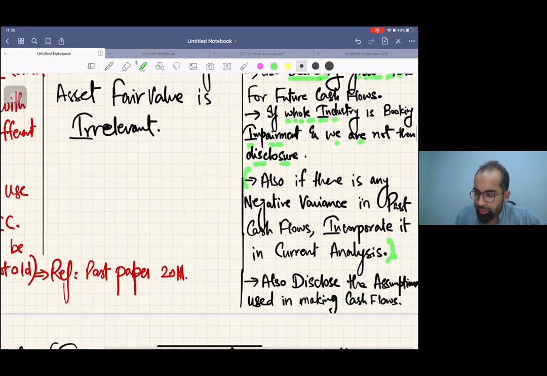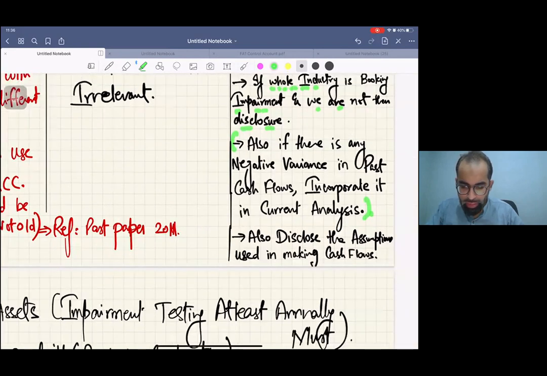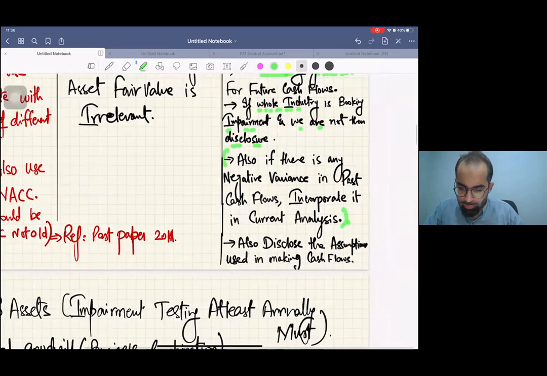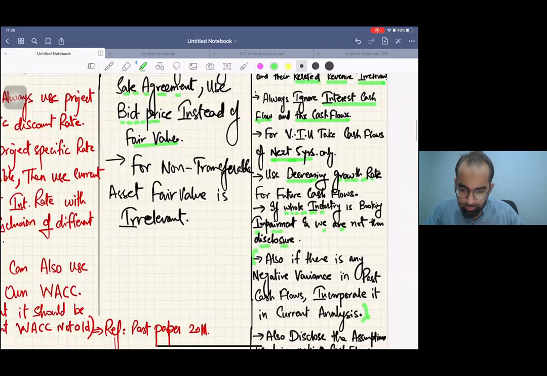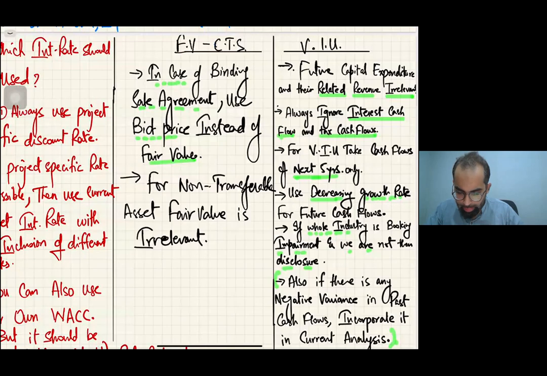Also disclose the assumptions used in making cash flows. Whenever you forecast future cash flows, you make different assumptions, that we are assuming this. So yes, you have to disclose those assumptions as well. Now, giving you a few minutes, you can have a look.